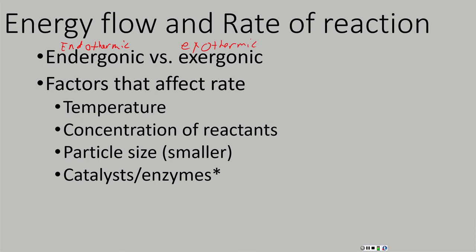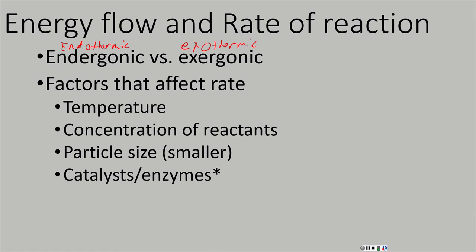Now, whether or not energy is going in or coming out, there are different things that will affect how fast a reaction happens, the rate of the reaction. And some things that will affect the rate of the reaction. First, temperature. As a general rule, as temperature is increased, a reaction will happen faster. Next, concentration of reactants. Well, the reactants, remember, they are what are going to go through the reaction. So if there are more of those reactants, then the reaction can happen faster because it's got a bigger pool to draw from.